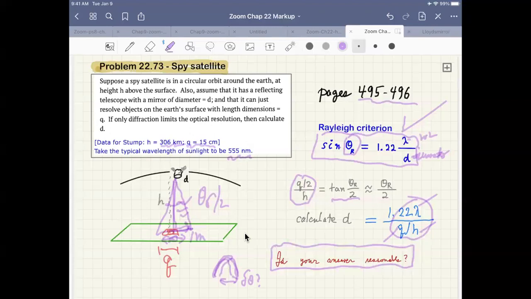So, you know, what's the answer? Well, you're going to give a number, and the question is, is that reasonable? You can sort of guess how big is a satellite? How big is the telescope you put inside a satellite? It should come out to be something reasonable.